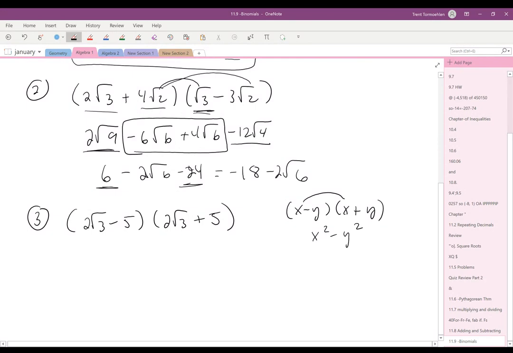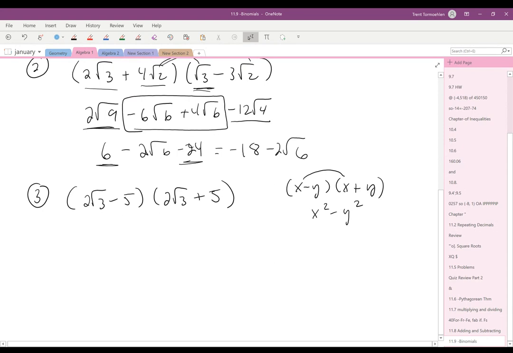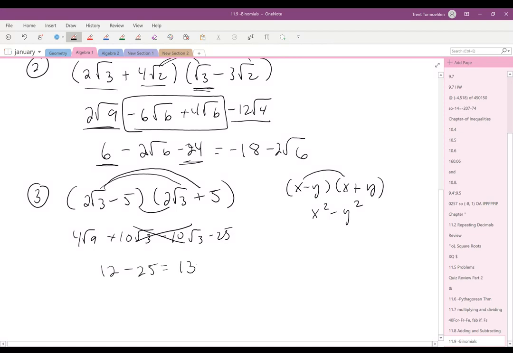That actually becomes very useful to us. Let's see it play out. You can either go straight to the answer if you want, or you can multiply things out just so you can see it. So 4 root 9 plus 10 root 3, minus 10 root 3, sorry. Right, 2 root 3 times 5 gives you 10 root 3, minus 10 root 3, and then minus 25, those canceled out. 4 root 9 is 12, and so you get 12 minus 25 equals negative 13.